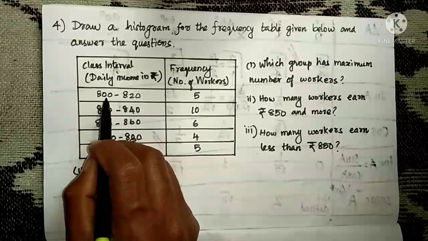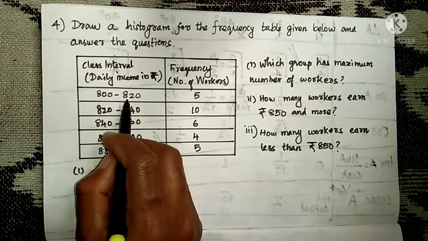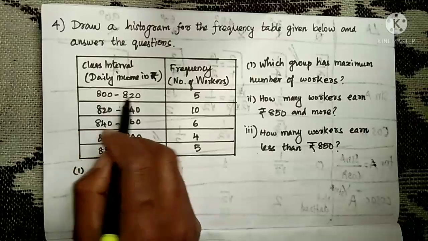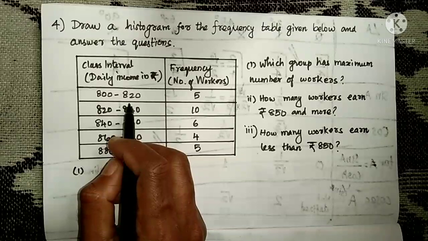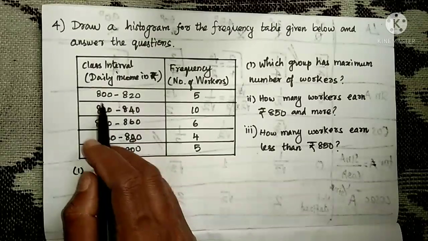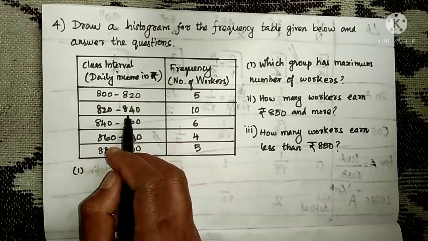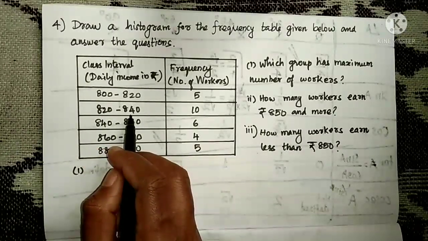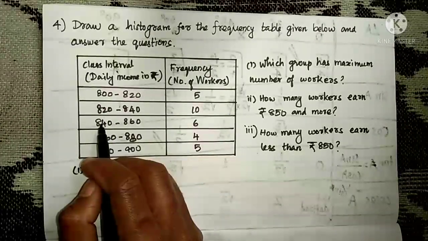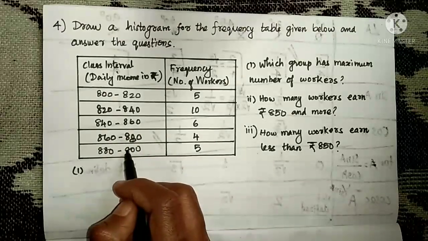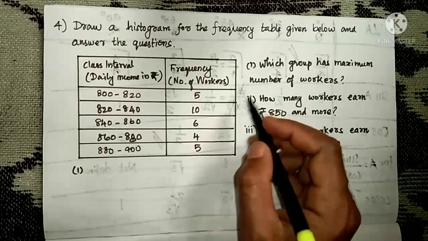Here the interval is given as 800 to 820, so the class width is 20. The difference between these two numbers is the class width that we discussed in the previous class. This is called the lower limit, this is called the upper limit, and the difference is the class width or class height. Then 820 to 840, again a difference of 20 is given, and the frequency values are given. Based on that, we have to answer these questions.